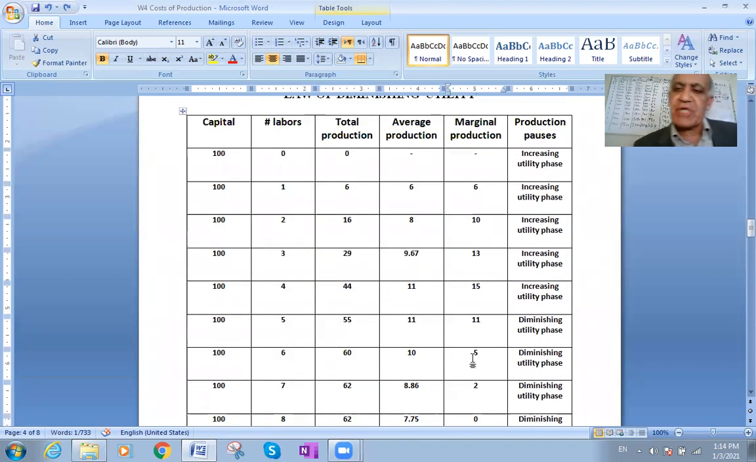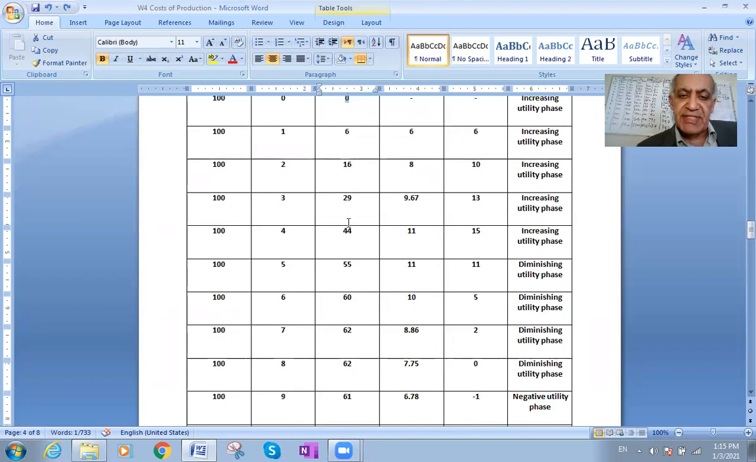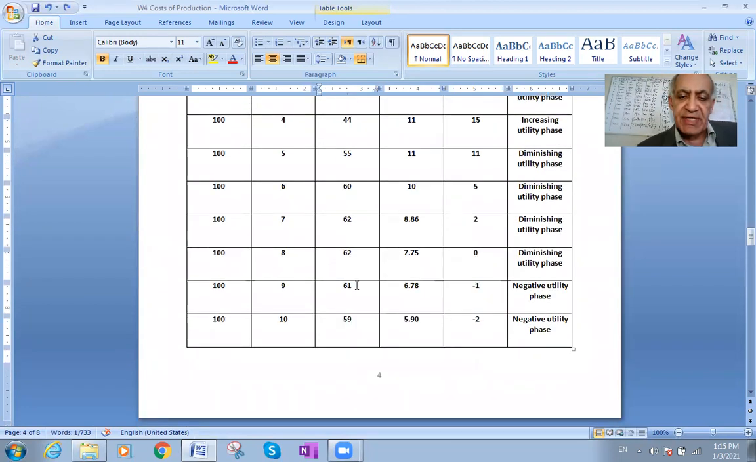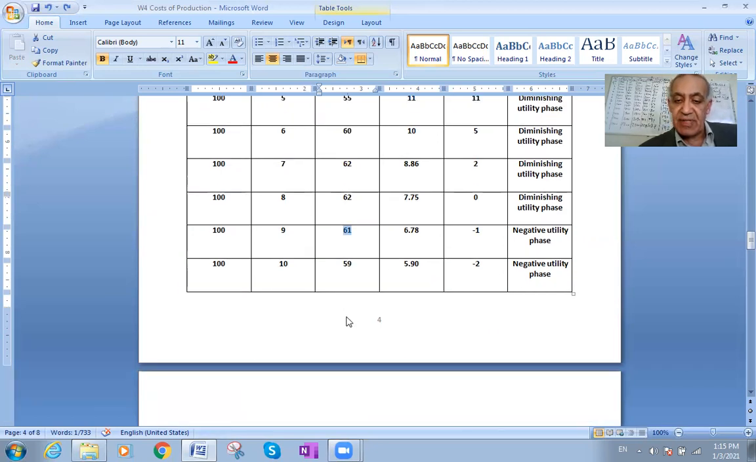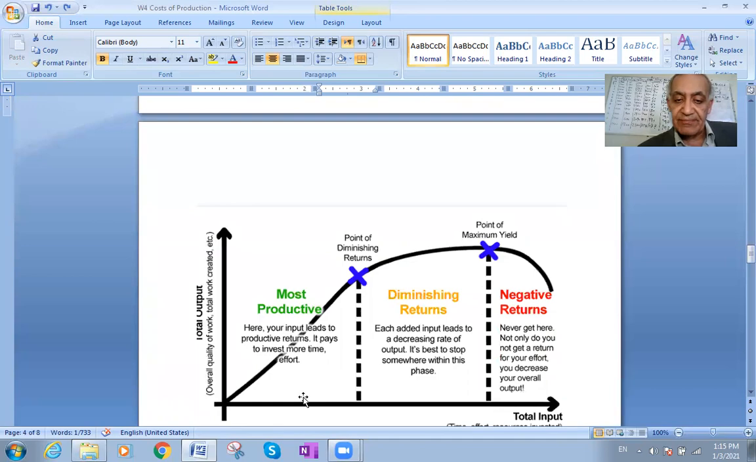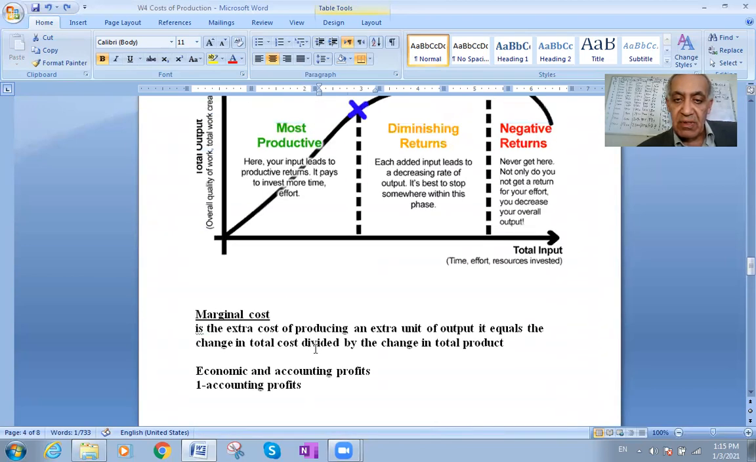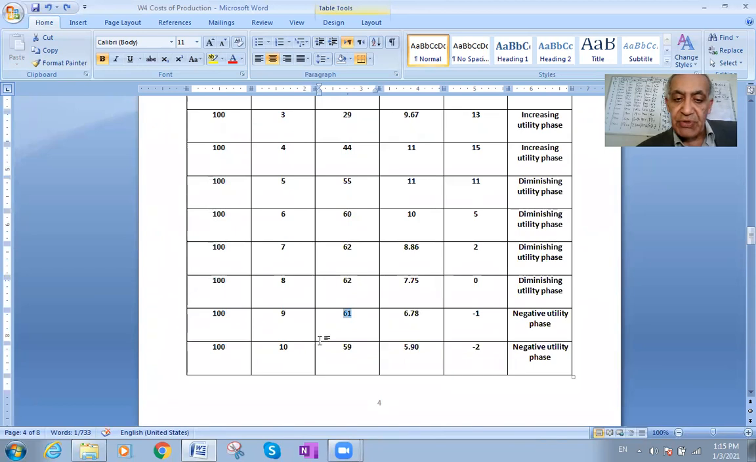Now I want you to check the behavior, what happened in this table. In this table, we see that the total production increased from 0, 6, 16, 29, it's increasing to a limit, and after the marginal becomes negative, it starts to decrease. I want to show you something here. The total is increasing, okay?